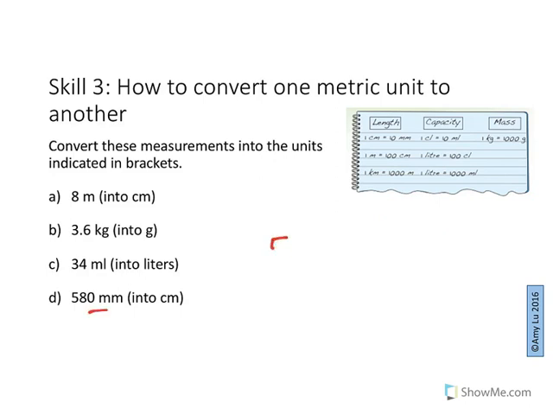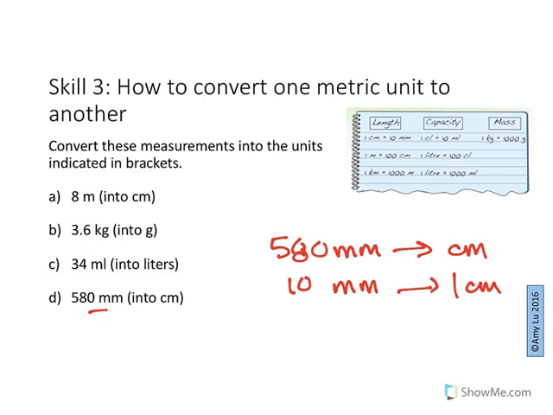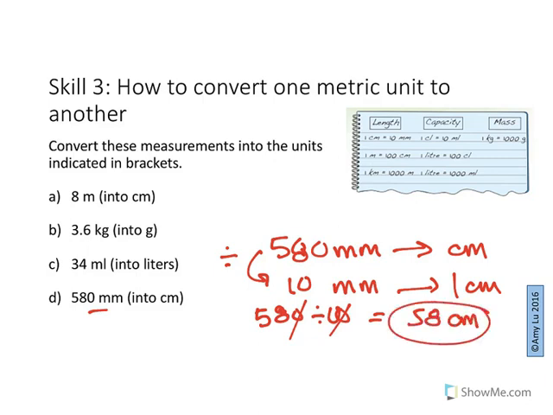And finally, 580 millimeters into centimeters. I know that in 1 centimeter I have 10 millimeters. So to find out how many centimeters this is, I divide by 10. So 580 divided by 10, cross off a common 0, is 58 centimeters. That's it.